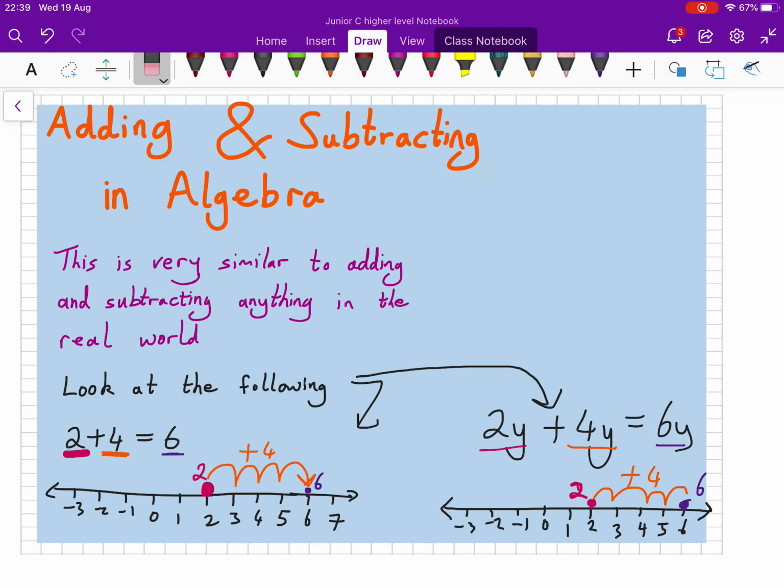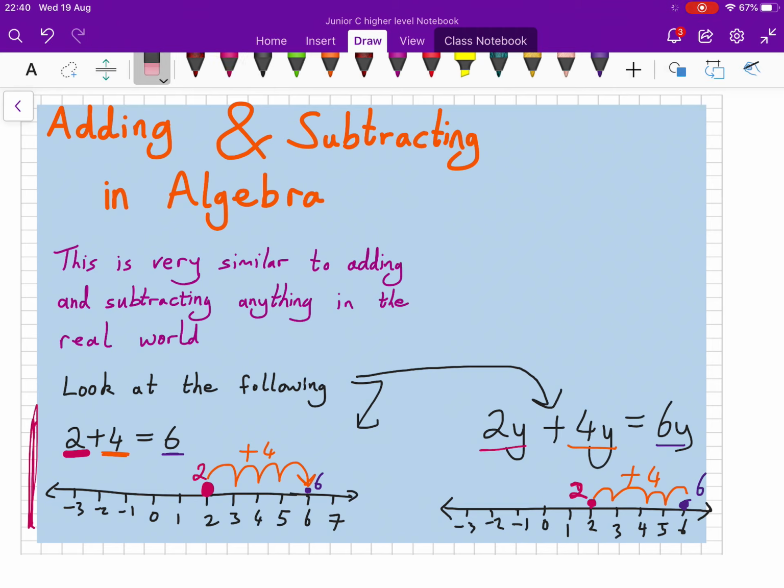Hello, today we're looking at adding and subtracting in algebra. This is very similar to adding and subtracting anything in the real world. So we have two number lines down the bottom with the same calculation. Our calculation on the left here has no variables in it, so just like we would have learned when we were very young, starting at 2, we're adding 4, we're moving 4 spaces to the right in a number line, and we end up at 6.